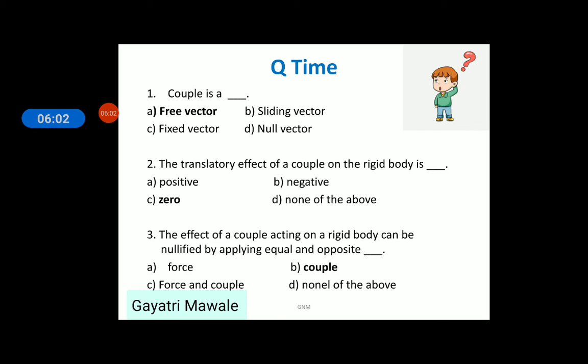Third question, the effect of a couple acting on a rigid body can be nullified by applying equal and opposite dash. Options are like this: force, couple, free force and couple, and fourth option is none of the above. To nullify effect of couple acting on a rigid body, we should apply couple with equal magnitude but opposite sense on the rigid body. So option B is correct.